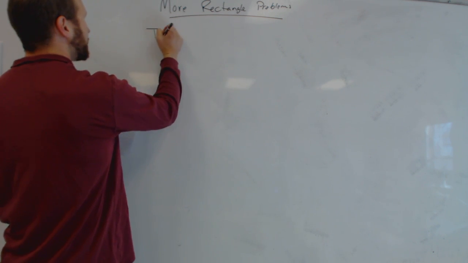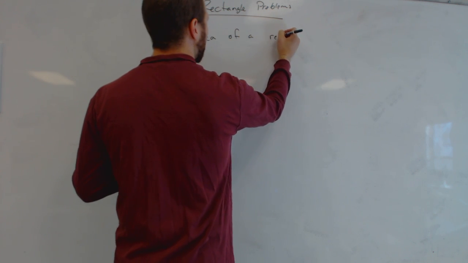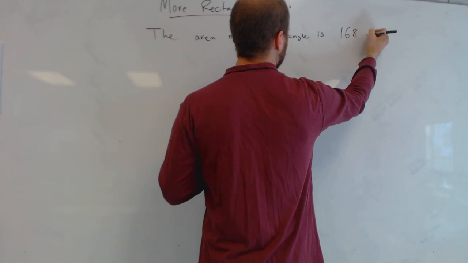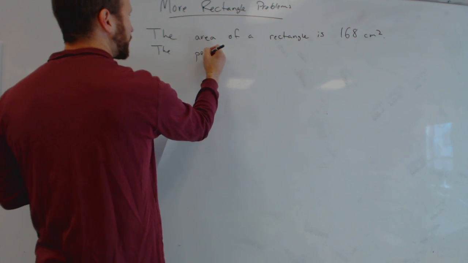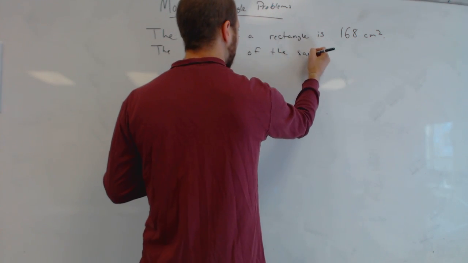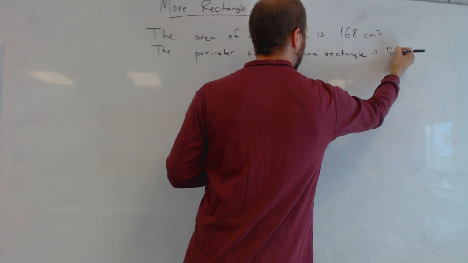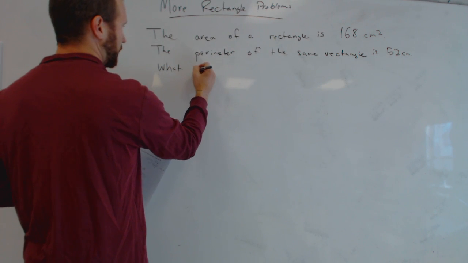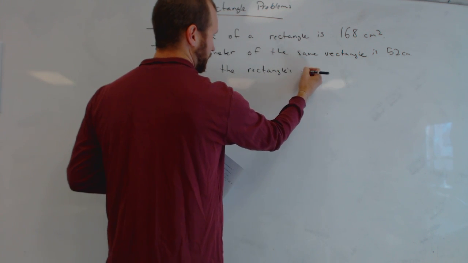Okay? So here's another type of problem. The area of a rectangle is 168 square centimeters. The perimeter of the same rectangle is 52 centimeters. What are the rectangle's dimensions?